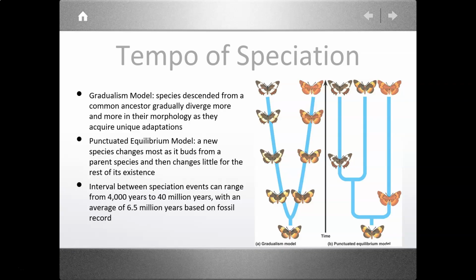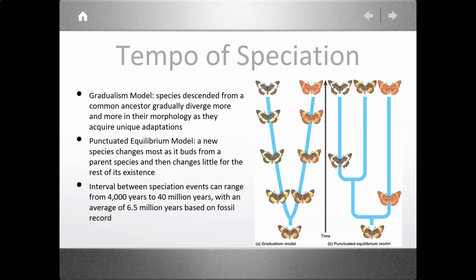Darwin was really one who was looking at evolution through the lens of this gradualism model, where species descend from some common ancestor and gradually get more and more different from each other in their morphology, or whatever the case might be in their characteristics over time as they acquire more and more unique adaptations based on the environmental conditions that they're living in.